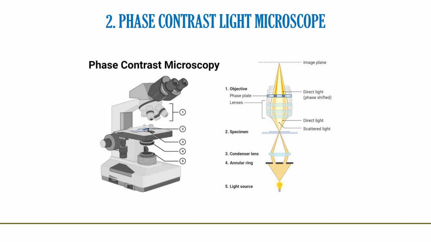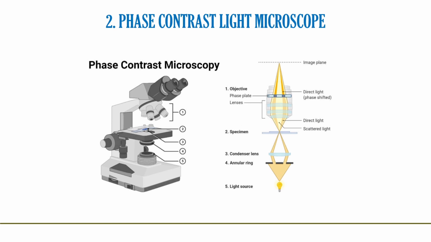Working principle. The main idea behind phase contrast microscopy is to make tiny phase changes in light, changes we normally cannot see, visible as differences in brightness. To do this, the microscope separates two types of light. 1. Background light that passes through the specimen without being changed. 2. Scattered light that is affected by the specimen and contains the details we want to see.